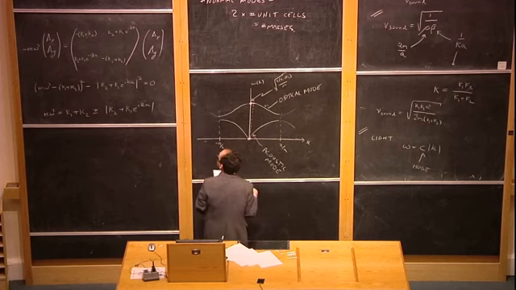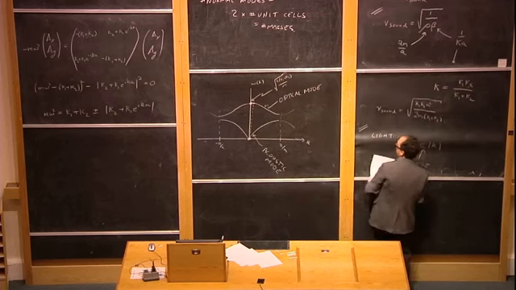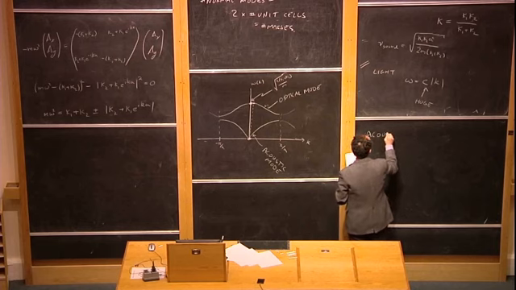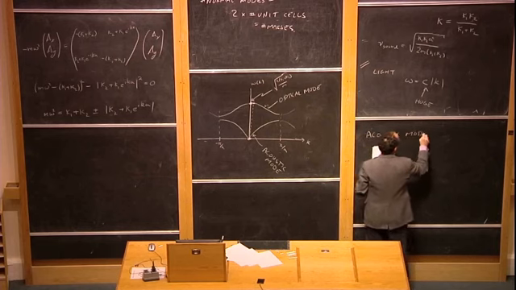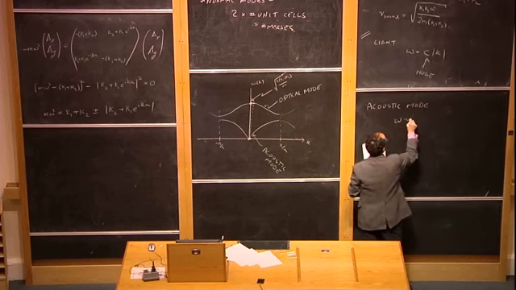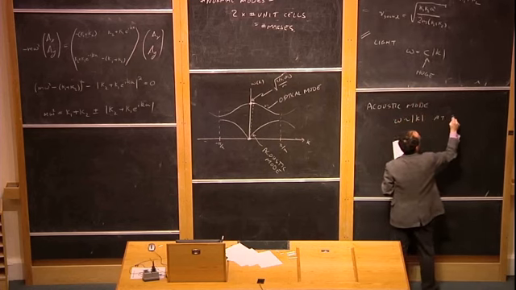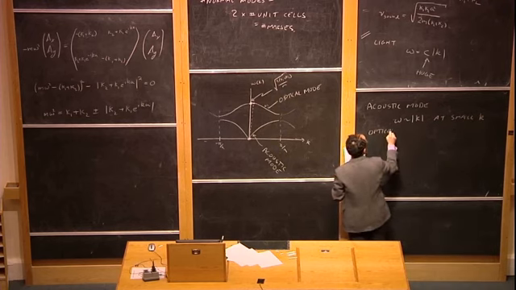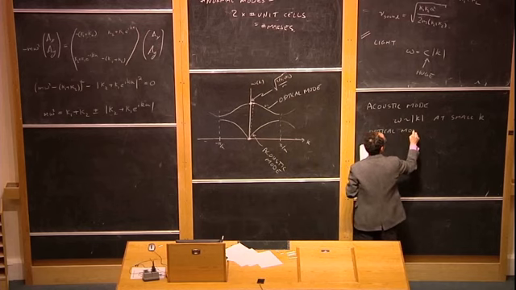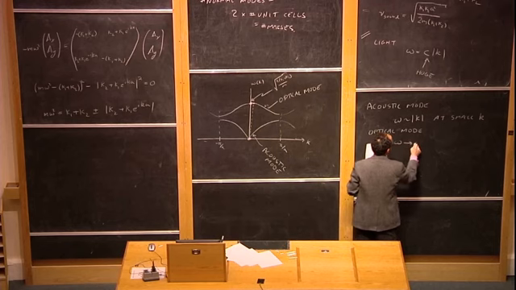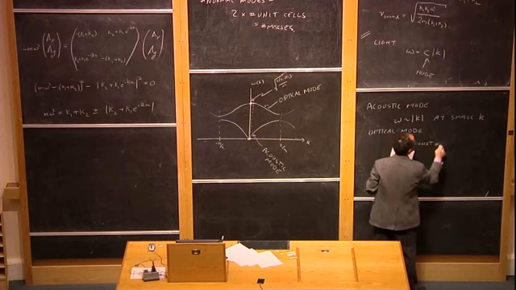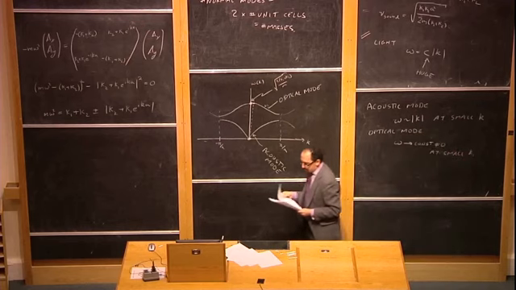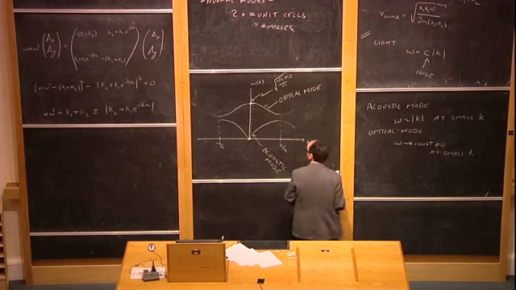Actually, more generally, let me give more general nomenclature here. Acoustic mode, generally, is any mode where omega is proportional to k at small k. And optical mode is any mode where omega goes to a constant not equal to 0 at small k. OK, so let's think about this small k regime a little bit more seriously.